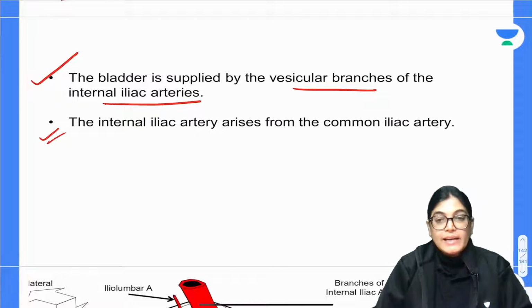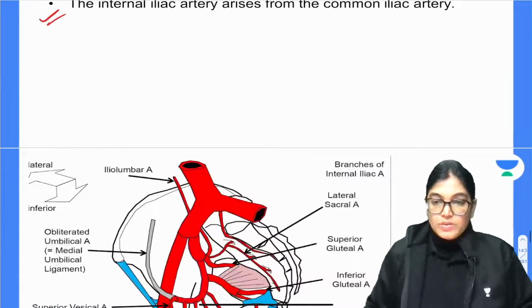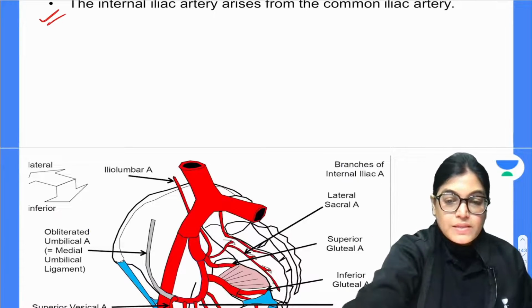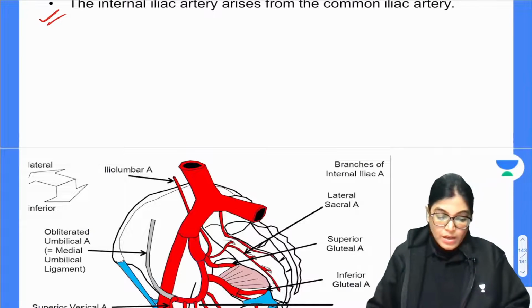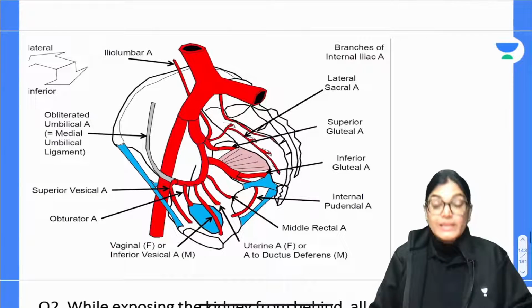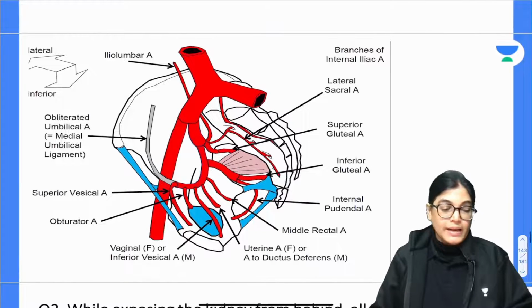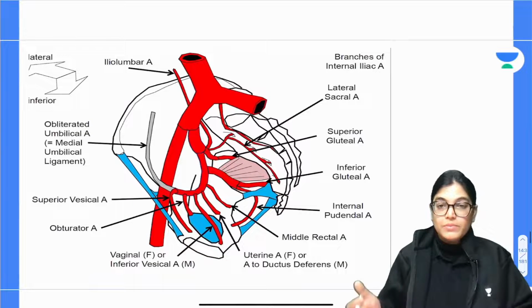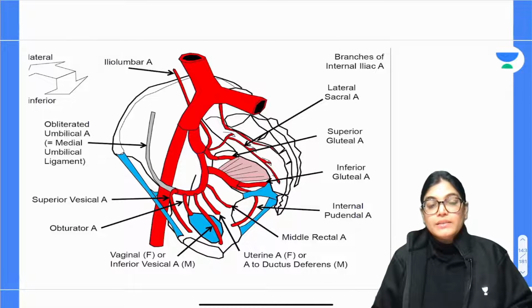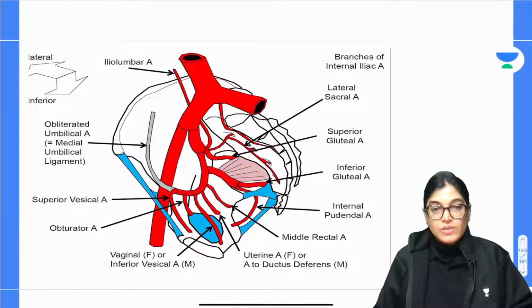That means internal iliac artery has to be the correct answer. So here, my dear aspirants, I want to show you a diagram where you can appreciate the branches of internal iliac artery. Internal iliac artery is one of the branches of common iliac artery. The bifurcation occurs and it is dividing into internal and external iliac artery.